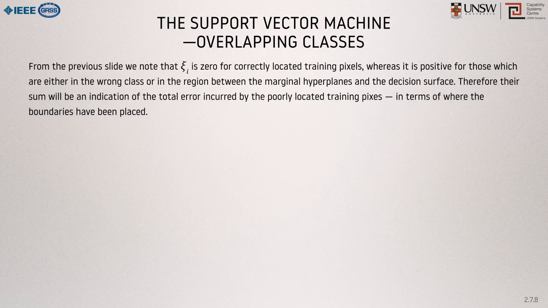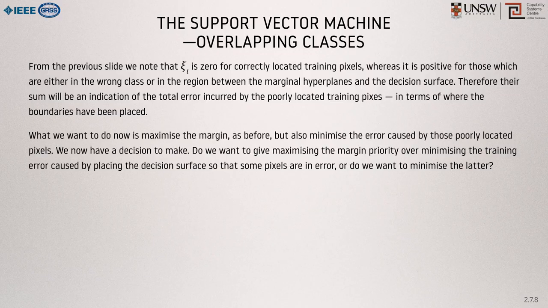Since the xi are positive for pixels located in the wrong class or in the gap between the marginal hyperplanes and the decision surface, their sum is a good measure of the total error incurred by poorly located pixels during training. What we want to do now is maximize the margin as before, but also minimize the error caused by poorly located pixels. We have a decision to make. Is it more important to maximize the margin or to minimize the class overlapping pixels? Or should we seek a compromise?